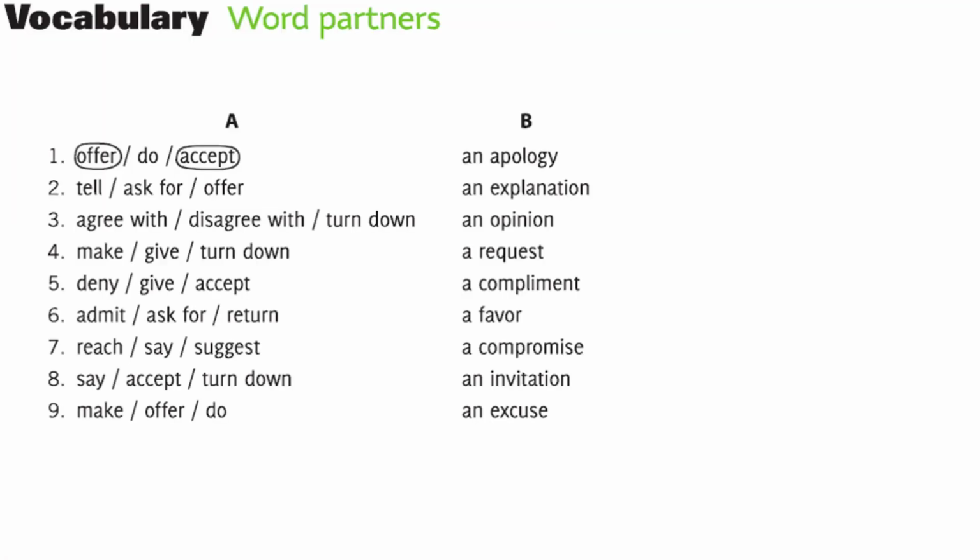Vocabulary word partners. Okay? So here we're going to circle the verbs or verb phrases in column A that partner with the nouns in column B. So number one, we have offer, do, and accept. Right? So we're going to circle the ones that partner with the noun in part B, which is an apology. So let's use them in a sentence.